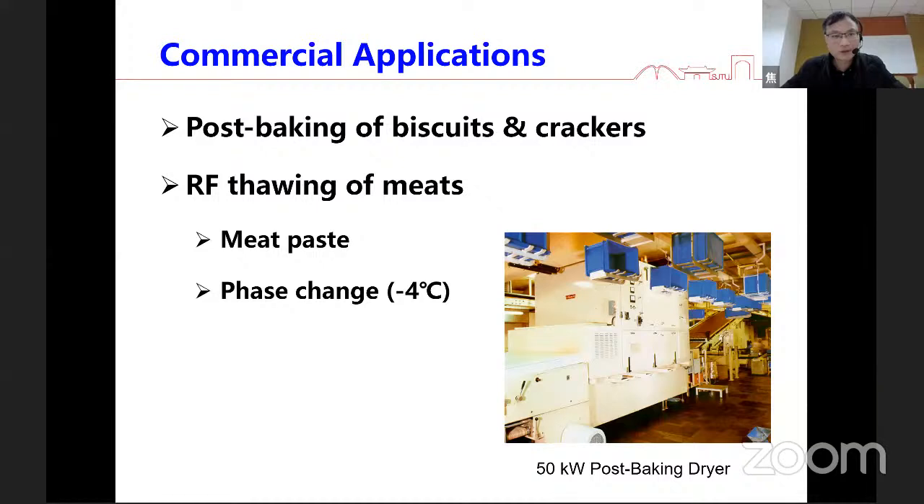And another commercial application for RF technology is thawing of meat. This concept was proposed probably more than 50 years ago, and it has a few applications in the United States. And in China right now, many industries or companies are very interested in this technology. But for this technology, it still has two problems. The first one is it can only be used for meat paste.